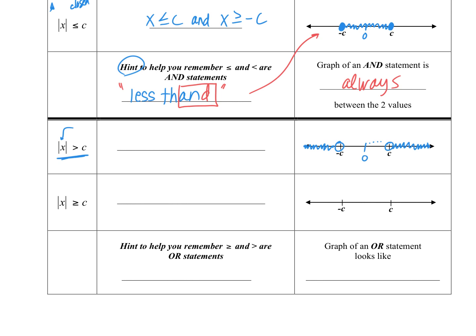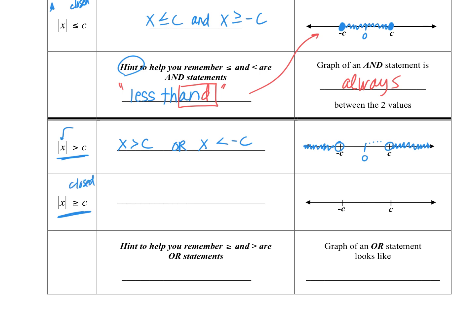Oars of a boat. So this is going to be an or, and I could write that as x is greater than c, or x is less than negative c. Make sense? Okay, that's describing my picture. So we should be able to go both ways here. So in the second one, what's the only difference? Should be a closed circle, right?